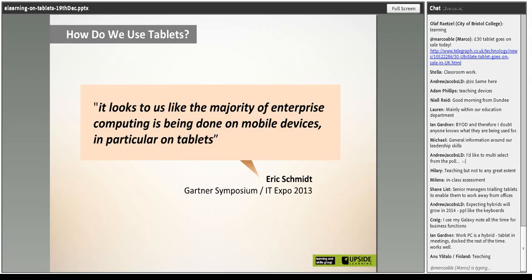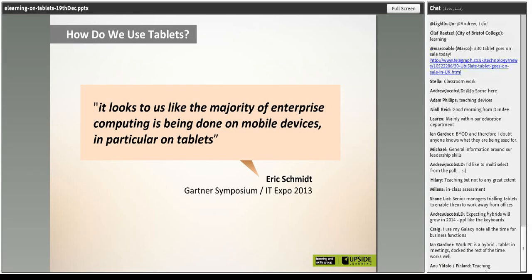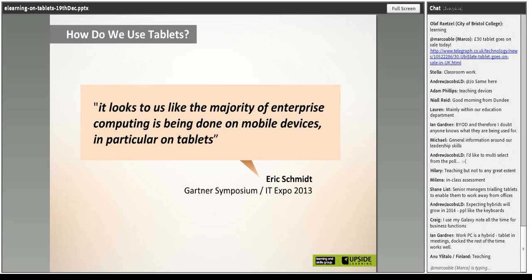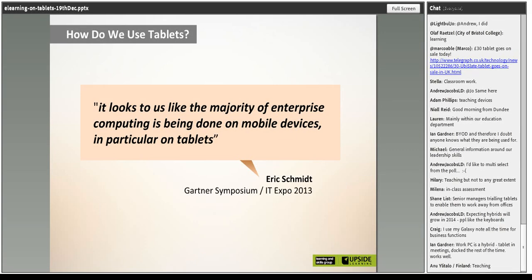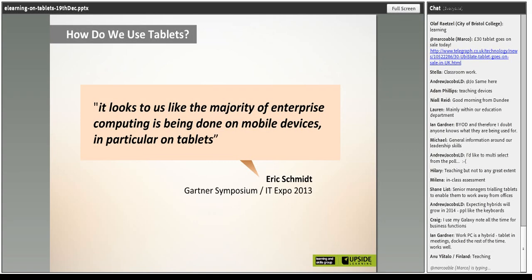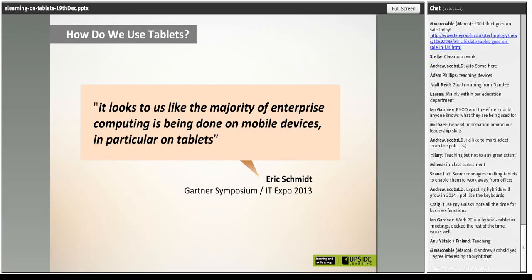Recently at the Gartner Symposium, Eric Schmidt from Google said, it looks to us like the majority of enterprise computing is being done on mobile devices, in particular on tablets. That's quite a bit of change in about a year and a half, not a really long time, and it also gives us a second data point. We just had the survey where about 75% of people are already having tablets in the enterprise, and this just reaffirms that.